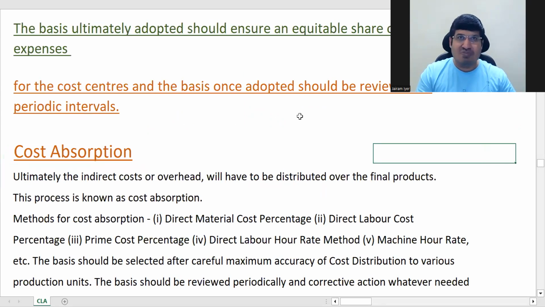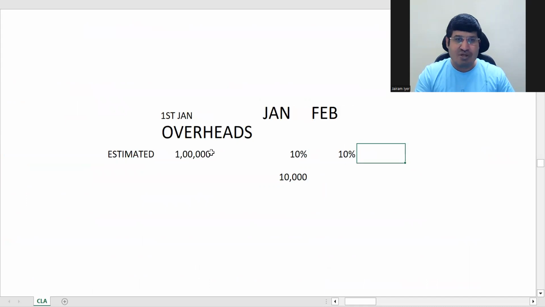So cost absorption basically is when you load overheads to individual bills. That is called cost absorption. Cost absorption is the final thing. So when are you actually charging this cost with your actual revenue, in the absorption stage.